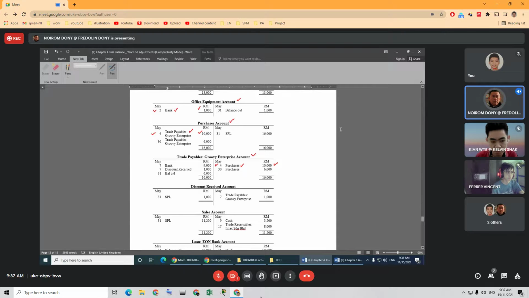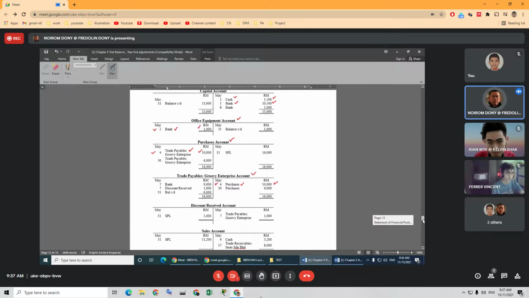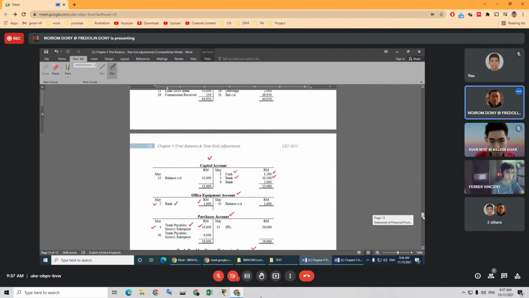Okay, so we have done on the 4th. Now on the 7th, early settlement by check of the above purchase from Groovy Enterprise was made at a cash discount of 10%. Check, yeah? So meaning we have identified just now the bank is being reduced.